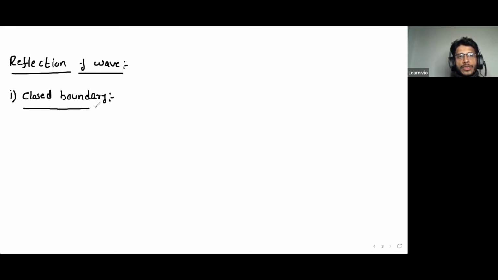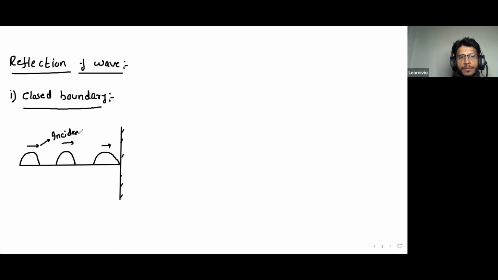First, see how the reflection from a closed boundary takes place in a wave. See, this is a closed boundary. This is a string. You take this string, attach this string with the closed boundary. You send a wave here. This wave travels along positive x-axis. It strikes the closed boundary. This wave is your incident wave. It strikes the closed boundary, then it reflects back and travels in the opposite direction. So this is your reflected wave.